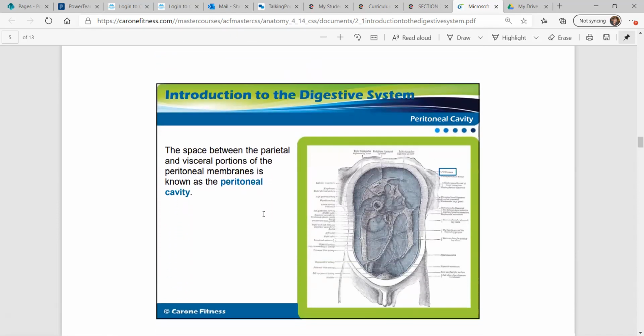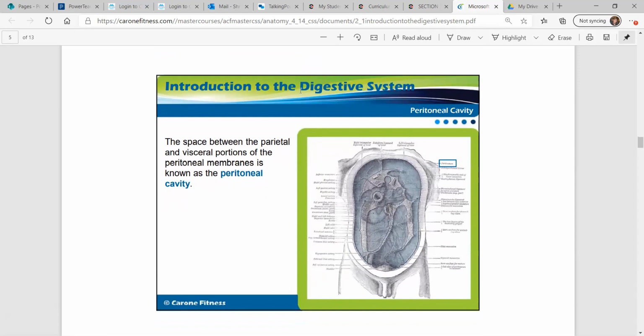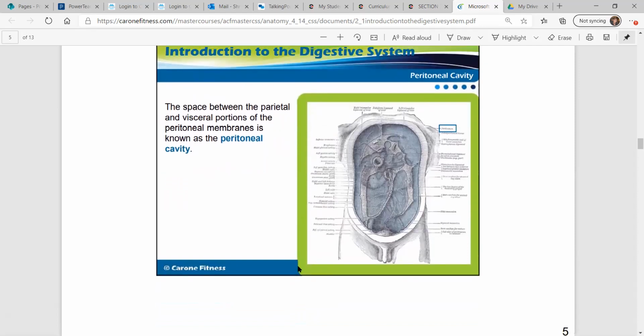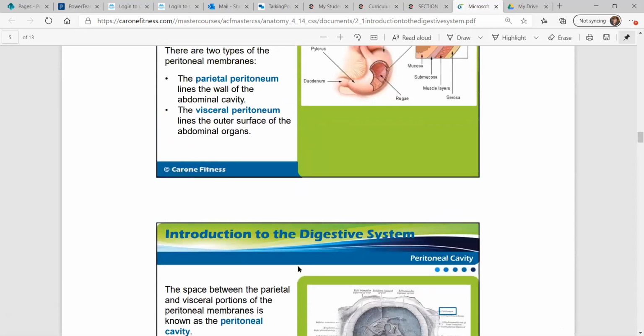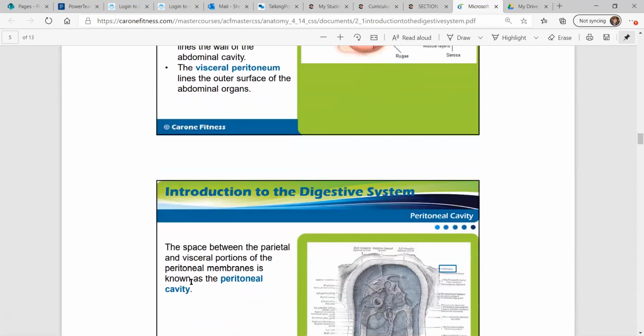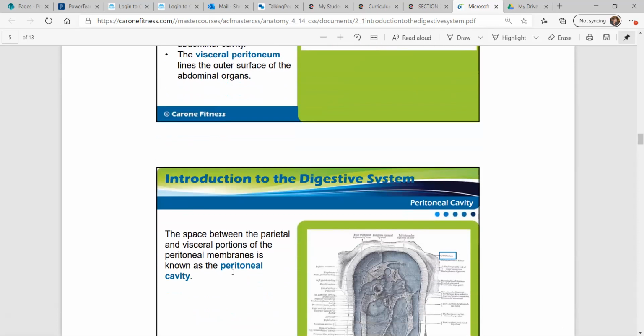Now, the space between the parietal and visceral portions of the peritoneal membranes is known as the peritoneal cavity. So on the inside, we have the parietal. On the outside, we have visceral. And then in between, we have that cavity, peritoneal cavity.